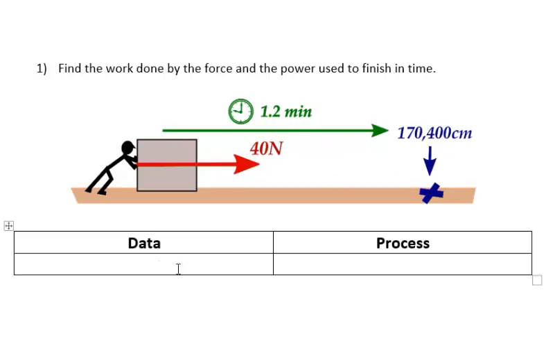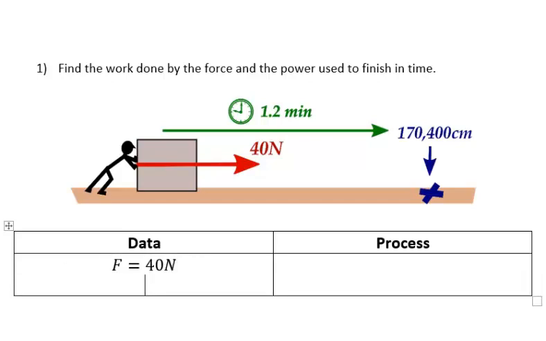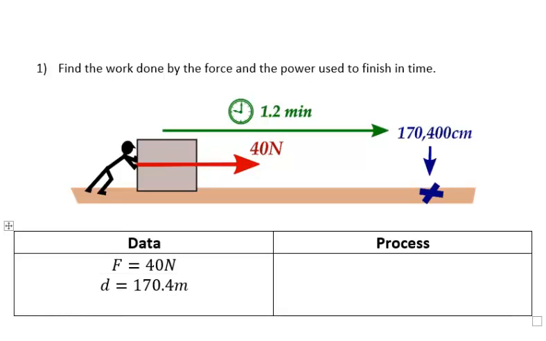Okay, so let's try first finding the information, the data of the exercise, okay? I know that the force is 40 newtons. I also know that the distance that has to be traveled is in centimeters, so we need to convert it to meters. So it's 170.4 meters. You need to divide by 100 to convert from centimeters to meters.